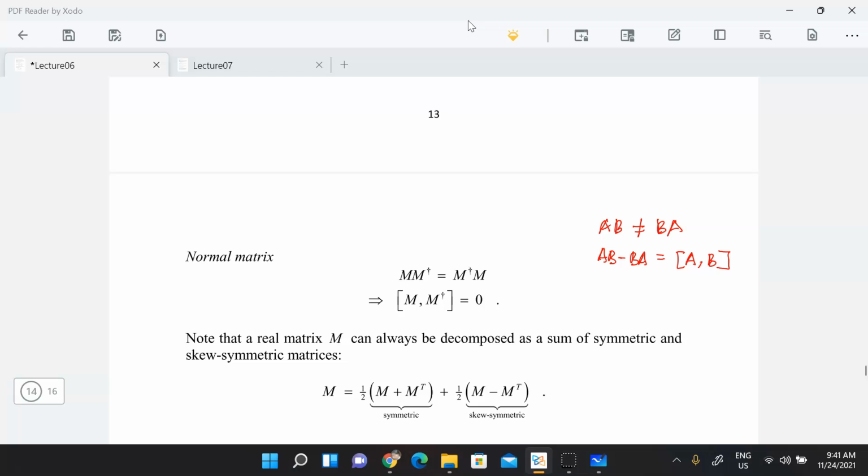So what this says is that there is no difference if you multiply by M adjoint, or M dagger, on the left or on the right. It gives the same result. It just says that M and M dagger have a zero commutator, or M and M dagger are said to commute.